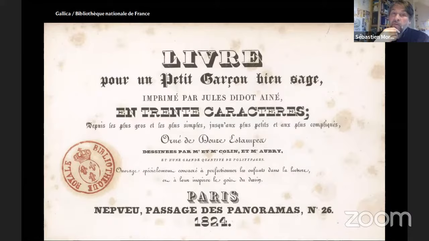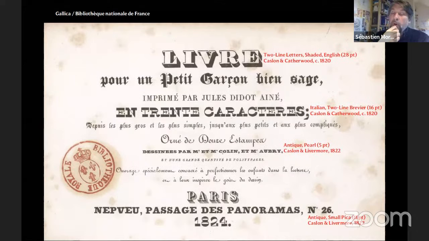And I wanted to show you this example because it is very striking. You may know some of these typefaces. They were used for a kid's book printed by Jules Didot, from the Didot family. And I did a small piece of research and found out that several of these typefaces were bought from the Caslon and Catherwood and Caslon and Livermore foundries in the early 1820s. So you can see, for instance, the wonderful Italian in this size that is in use not only for the title page of this book, but inside, because it's a children's book and a type specimen at the same time.